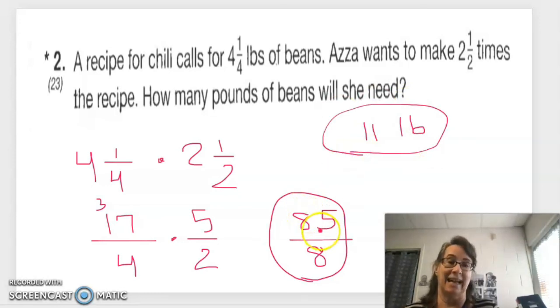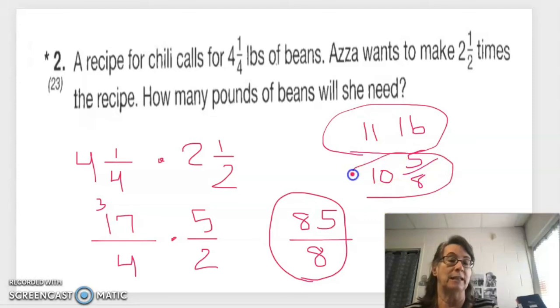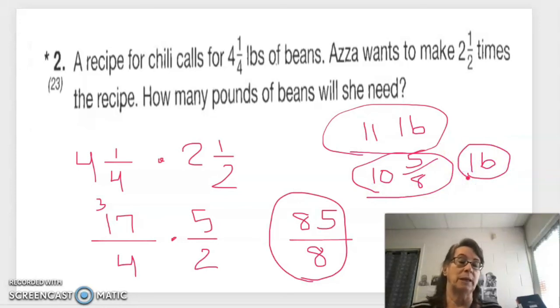Now, if we want exactly how many pounds she needs, we would divide. 85 divided by 8 is going to go 10 times with 5/8 left over. Okay, so 10 5/8 pounds is exactly. If you're just looking to purchase pounds of beans, this would probably be 11, because you're not going to get pieces and parts normally of beans. Okay, so 10 5/8 is the exact.